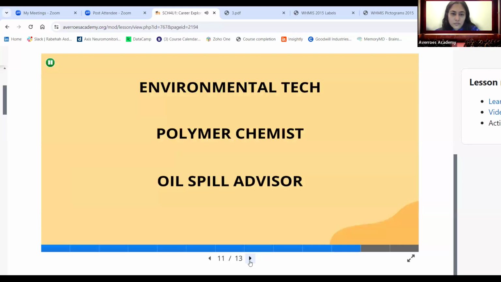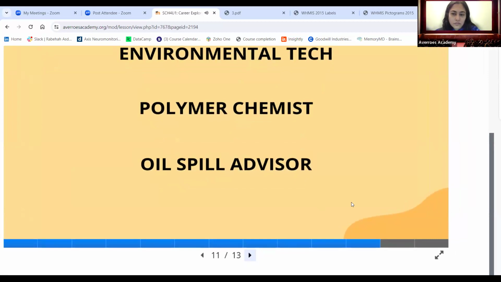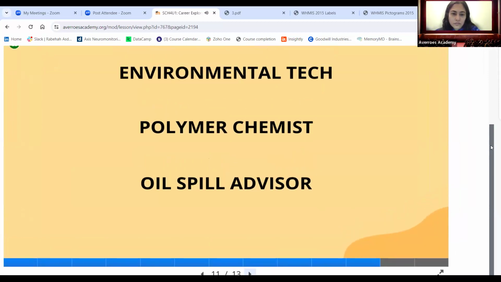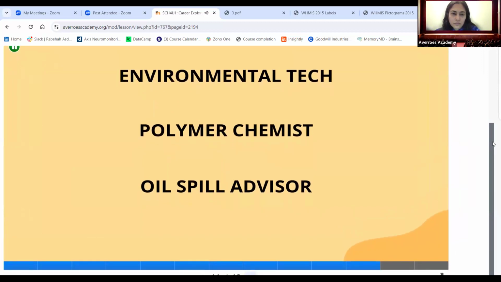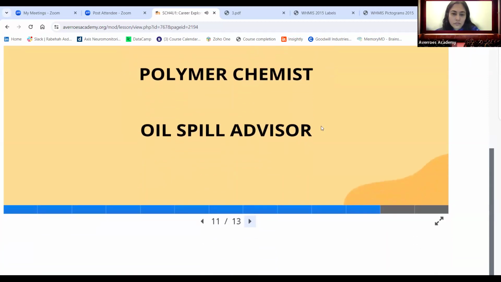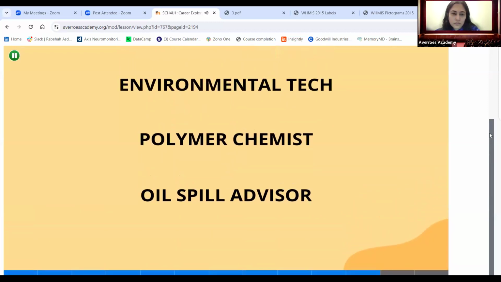And a couple other of those careers we talked about: environmental technician, polymer chemist, or oil spill advisor. You can go ahead and do some research on your own about what these three jobs exactly are. So you can take 5-10 minutes, do a little bit of research on each of these three things to see what they are and what kind of education is required of them. As well, you can do this with any other career in chemistry that was not talked about today that you are interested in.